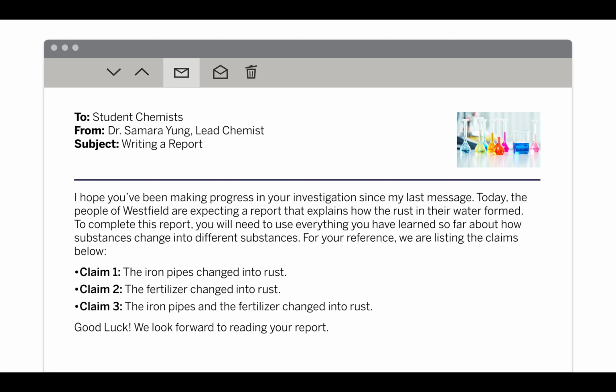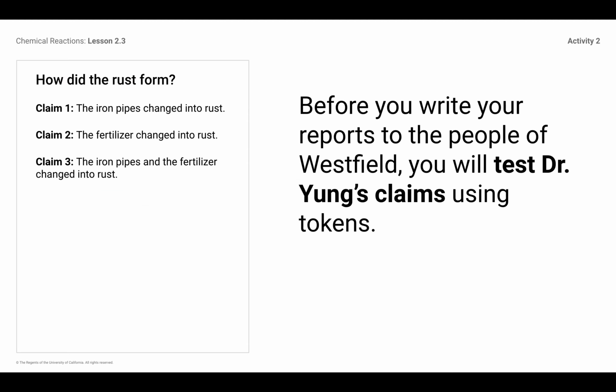Claim number 2 says the fertilizer is the reactant, and the rust is the product. And claim number 3 says the iron pipes plus the fertilizer yielded the rust. So the iron pipes and the fertilizer were the reactants, and the rust was the product. We're going to go ahead and test these claims, and we're going to use tokens today.